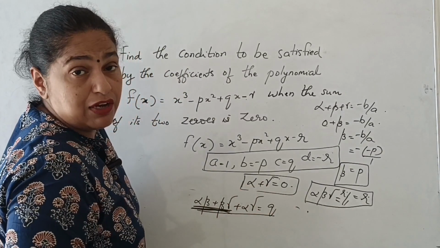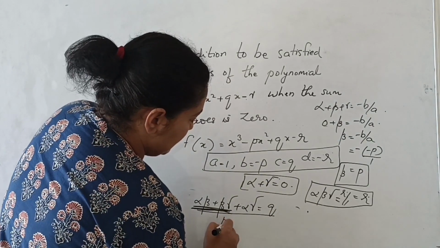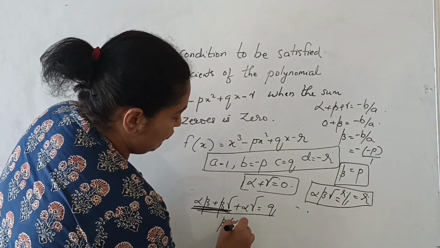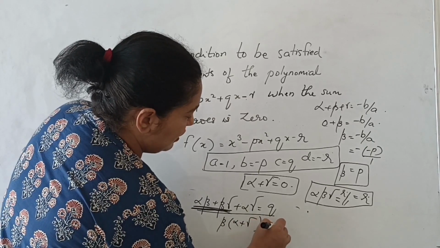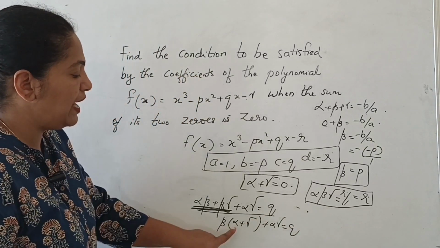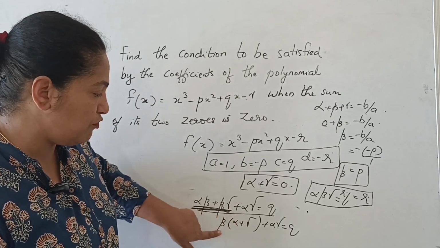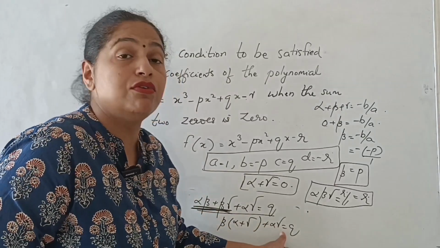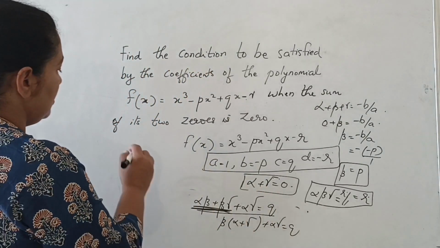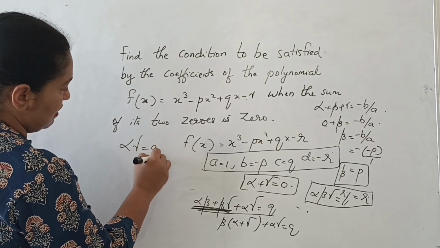I know the value of alpha plus gamma. So, if I am taking beta out, I will get in the bracket alpha plus gamma plus alpha into gamma is equal to q. So, alpha plus gamma is 0. So, this term vanishes. I will get alpha into gamma is equal to q. Okay. So, I get alpha into gamma is equal to q.